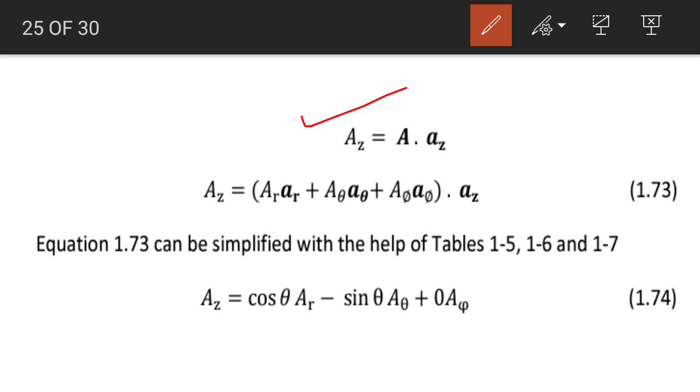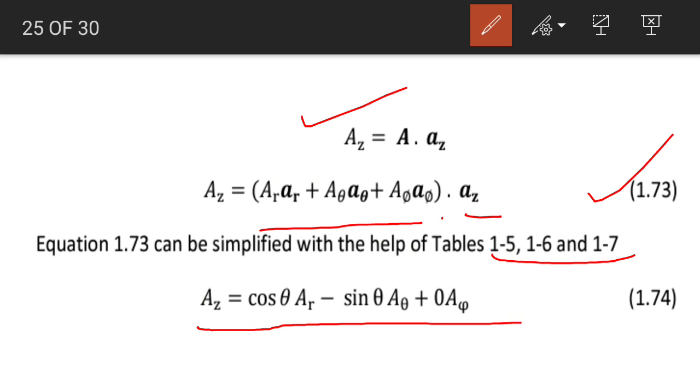The z component of this vector will be equal to A dot az. So we put the value of A on the right hand side dot az. We simplify the right hand side of equation number 73 with the help of table number 1.5, 1.6 and 1.7. We know that ar dot az is cos theta, a theta dot az is minus sin theta, and a phi dot az is 0. So we obtain az will be equal to cos theta ar minus sin theta a theta plus 0 a phi.